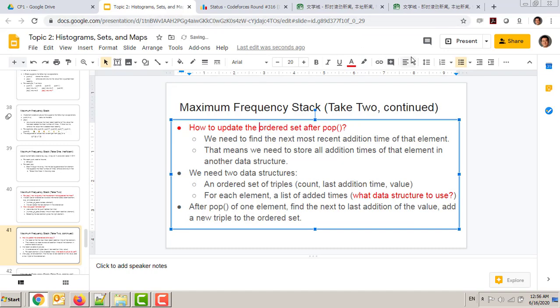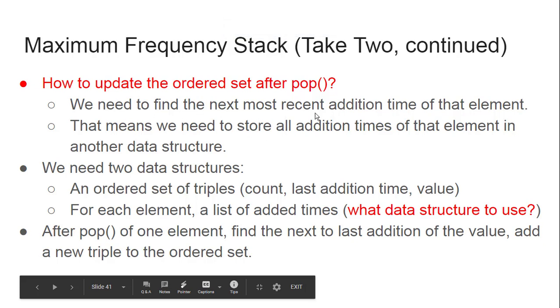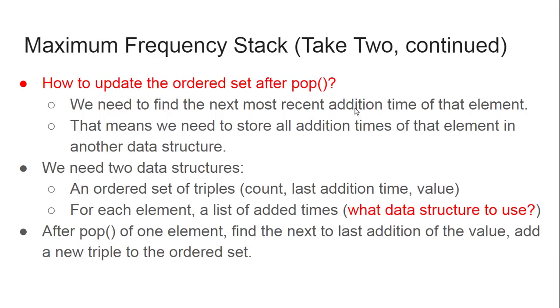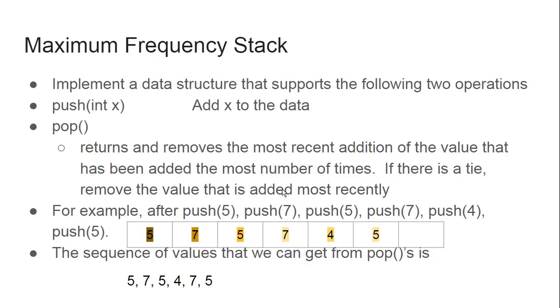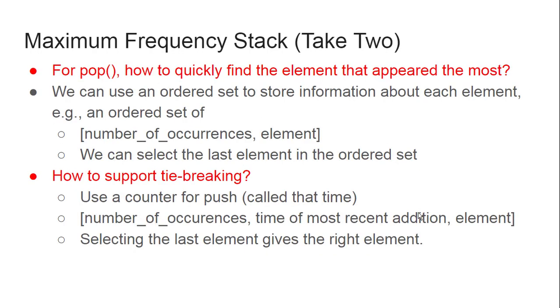So how do we update this ordered set after the pop operation? We'll remove the last element, but then we will need to add another new element into the set corresponding with the next occurrence. For example, after we did the pop and this 5 is returned, we want to put in the set the information that 5 now appears 2 times, and the most recent appearance has a time 3. So we need to put that into the ordered set.